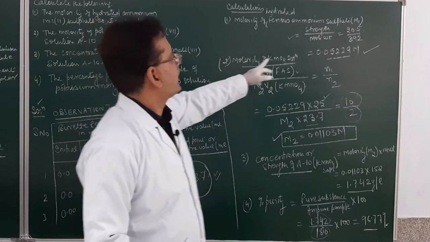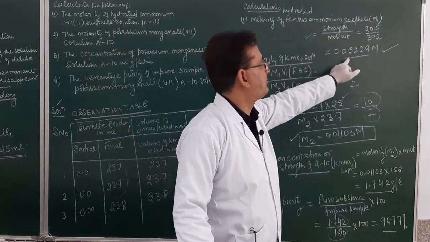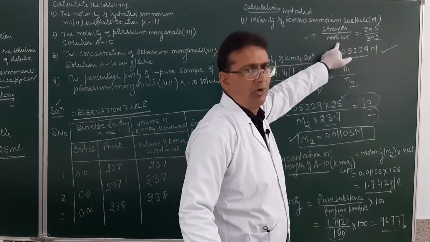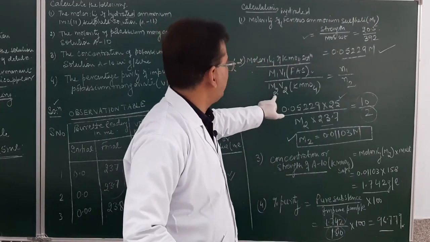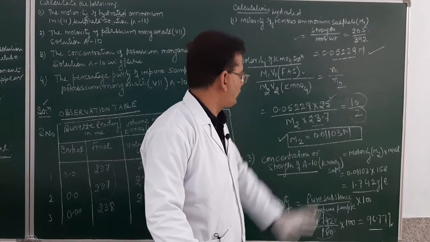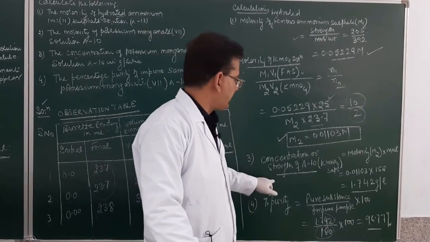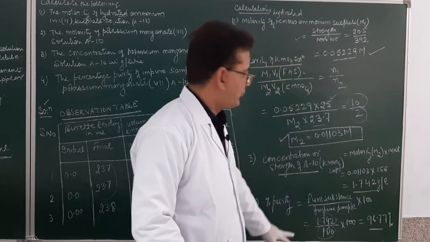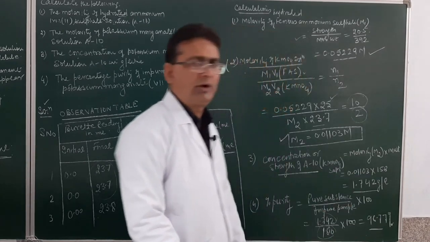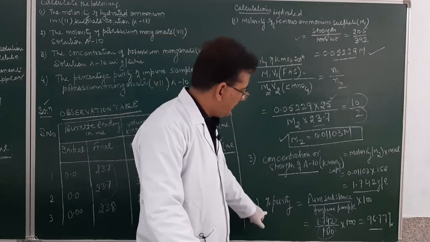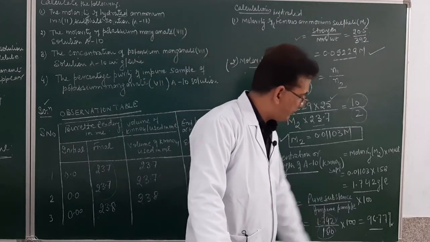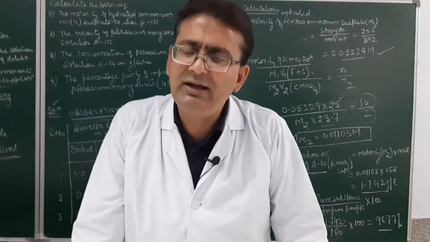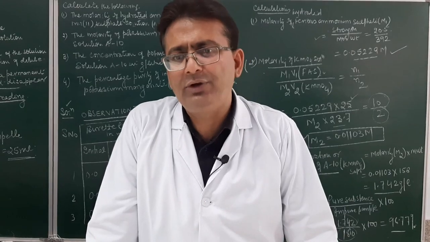Remember, in every question, first of all write down the formula, obtain the answer and write down the unit. Molarity of ferrous ammonium sulphate is strength upon molecular weight. How do you find out the molarity of KMnO4? M1V1 upon M2V2 equal to N1 upon N2. How do we determine the concentration or strength of KMnO4? It will be molarity multiplied by molecular weight, which will come to be 1.742 gram per liter. Percentage purity will be pure substance upon impure sample into 100. Solve it to get the answer 96.77%. This is how the calculation is to be done.